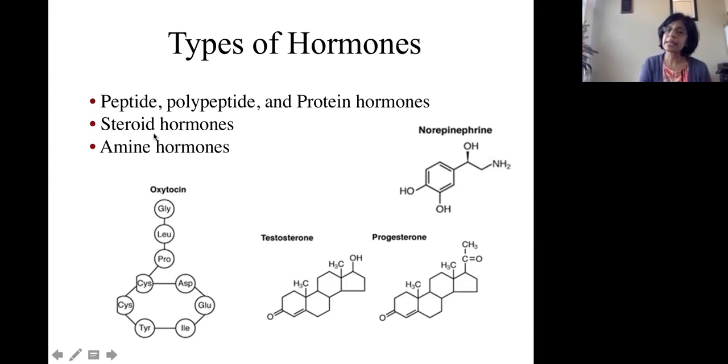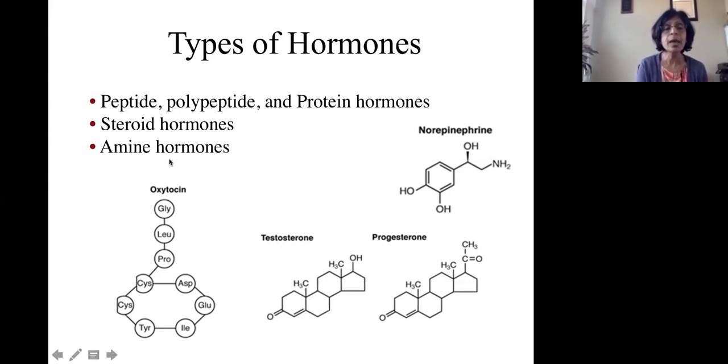Okay. Next is steroid hormones. These are lipid hormones. Steroid is a type of lipid, and the steroid molecule is a 4-ring structure. Note here, these are the 4 rings. One little modification could make this become one hormone or another. So you have 2 examples shown here, testosterone and progesterone. We'll look at other examples.